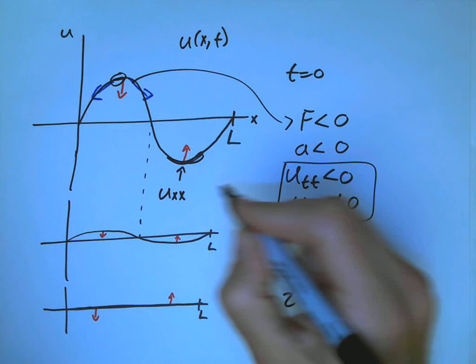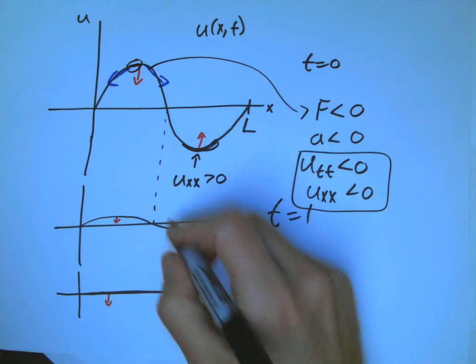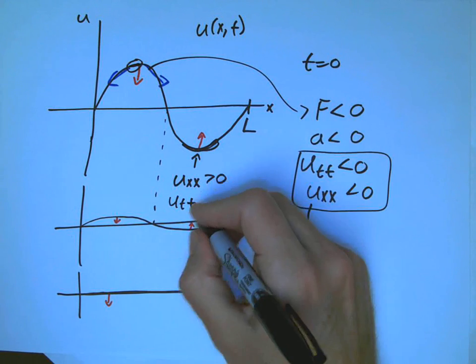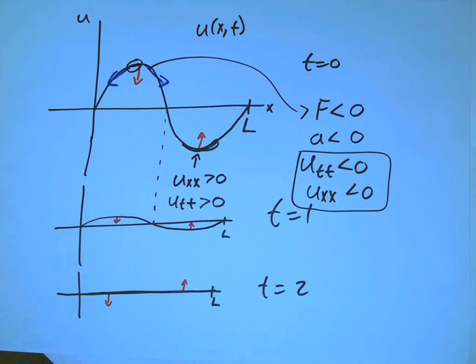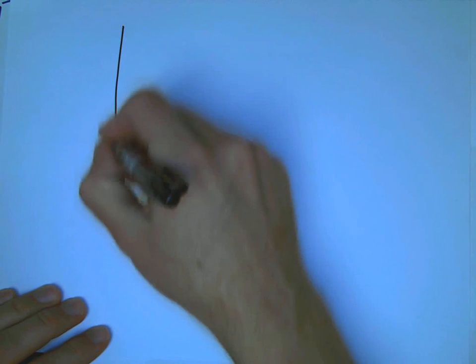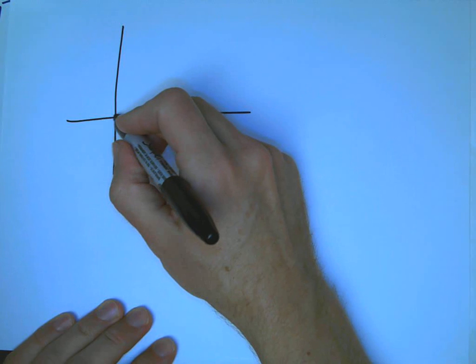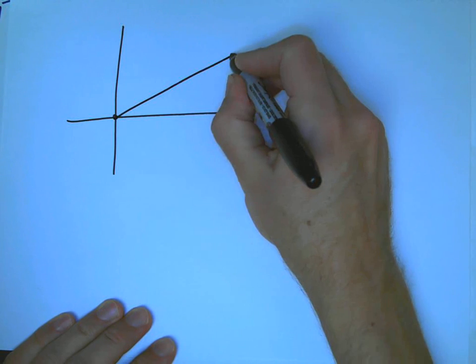Similarly, over here, this is a place where it's concave up. And what's going to happen is it's going to be accelerated upward because the string is pulling it upward. And so utt is going to be greater than 0. But speaking of equaling 0, let's check that in another case. We should be able to analyze the steady state case.